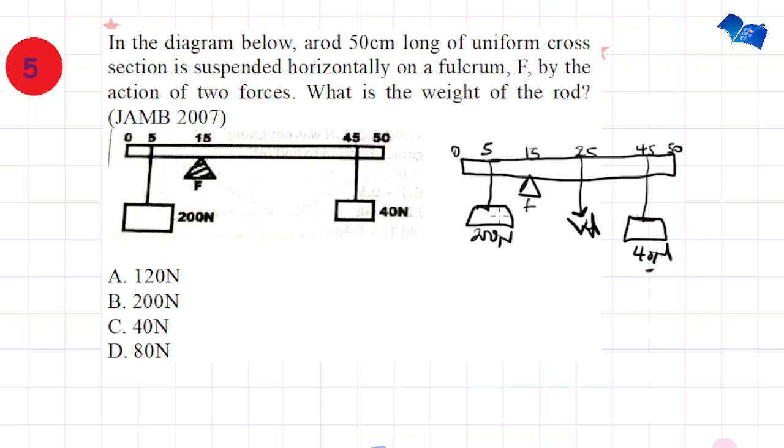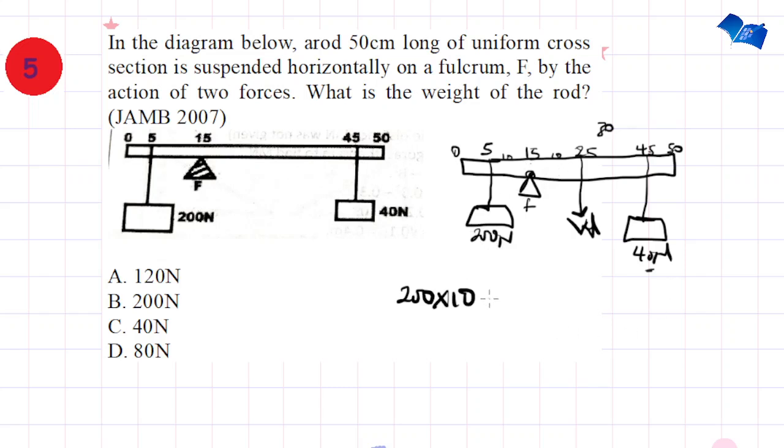So we now use the principle of moments, right? So if this is the fulcrum, from 15 to 5, this distance is 10. 25 to 15, this is still 10. And 45 to 15, this now gives us 30, right? So we are taking the moment at this point of the fulcrum. If that is the case, 200 multiplied by the distance between this point where it's being hung to the point where we are taking the moment, which is 10, right? That is the anticlockwise moment.